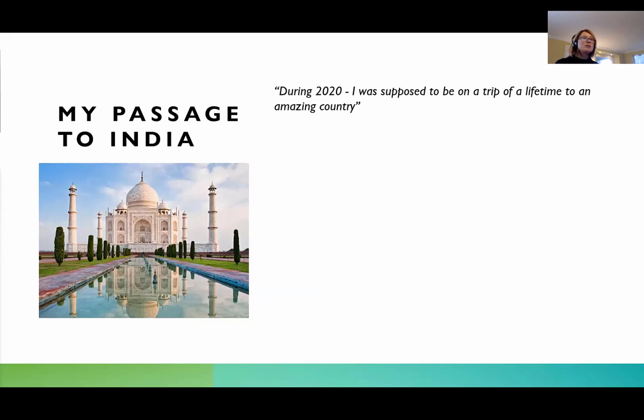Right, so my passage to India is something that I'm just going to give you an overview of to get us started on this relevant costing question. During 2020, I was supposed to be doing a nice trip of a lifetime to this amazing country. But the trip to India had to be cancelled, as we all know, due to COVID, and is a great example to apply this concept.